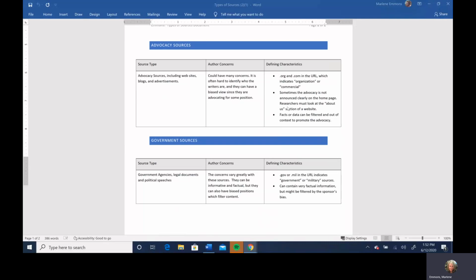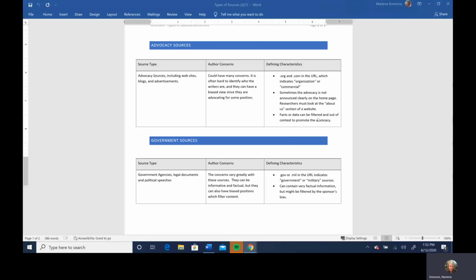Sometimes the advocacy is not announced clearly on the home page, and you have to look for the About Us section of the website. Take a look at that and see what they say about themselves, and use your intuition to understand that what they're saying to you is that they have an advocacy or that they don't. Facts or data can be filtered and out of context to promote the advocacy. What that means for you as a researcher and writer is that you will need to be aware of that.